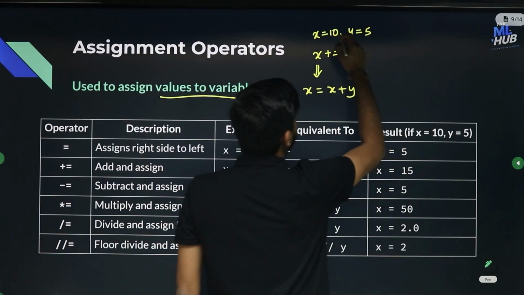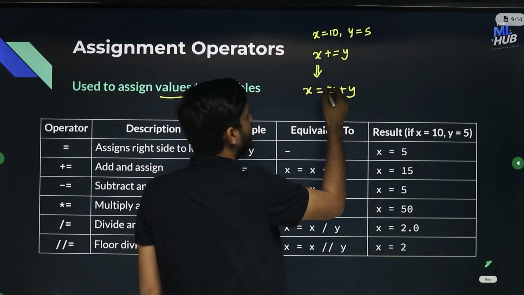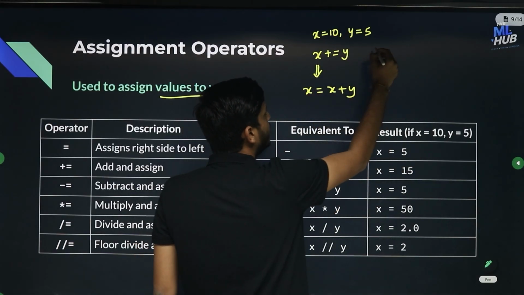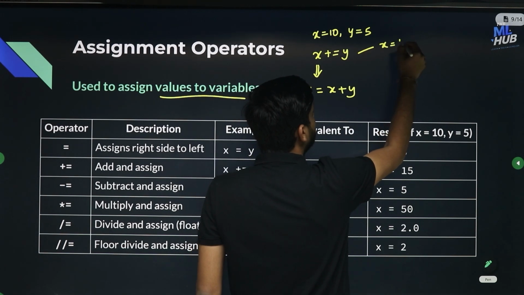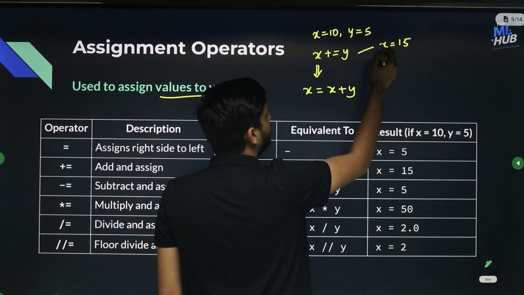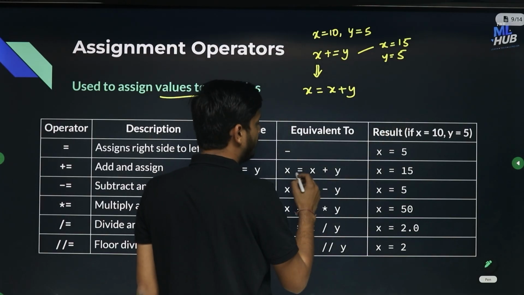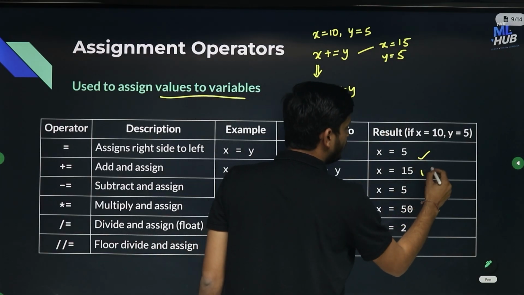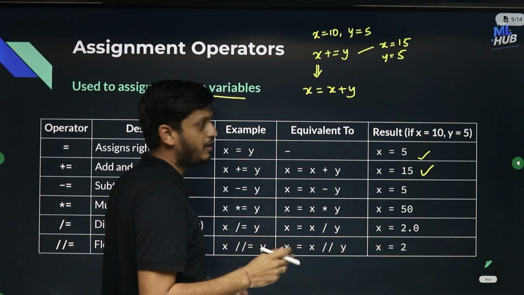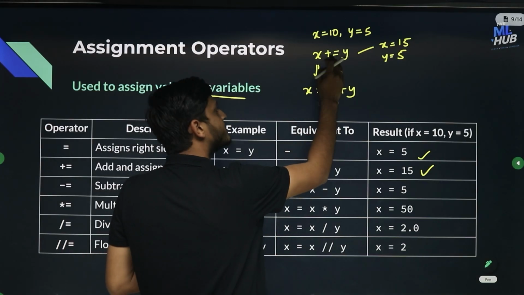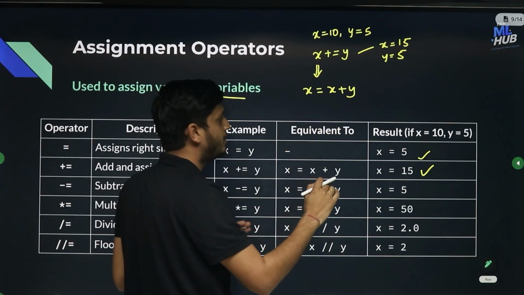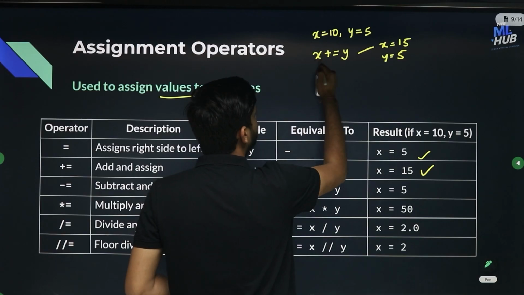Initially x was 10 and y was 5, so x plus y is 15. So now at the end of this operation, x will become 15 because x plus y is 15, and y will remain as it is. So the result will be, after this operation, x will become 15. Okay, so I hope this makes sense. X plus equal to y is just equivalent to x equal to x plus y. Similarly, now you can do it for other arithmetic operators as well.